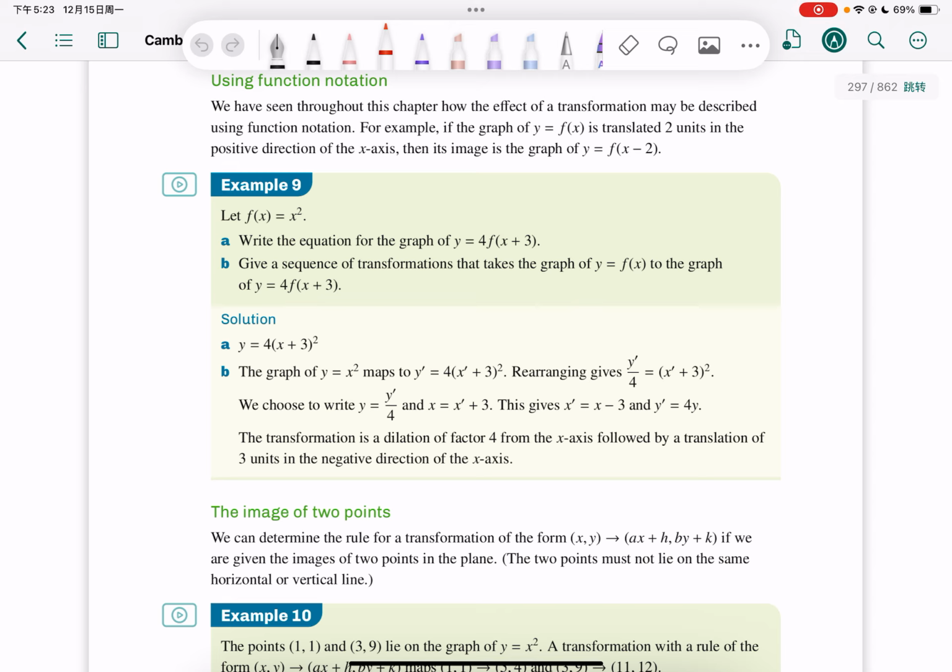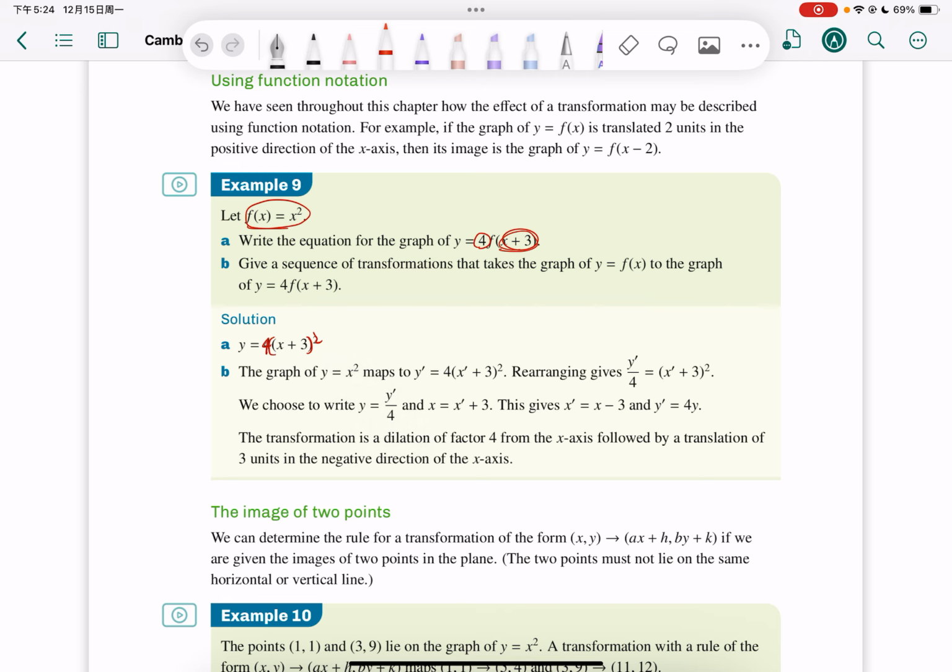And example 9. So we have f(x) equal to x squared. Write the equation for the graph y equal to 4f(x plus 3). So we just substitute x plus 3 in there, in the x, and 4 times it in front. So we have x plus 3 under the square.